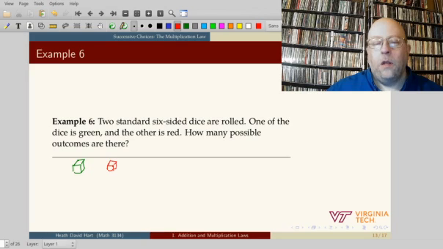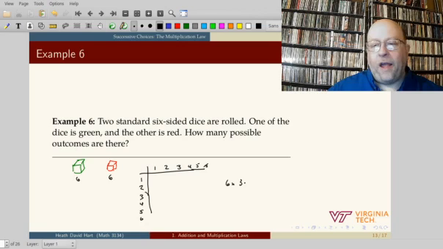So there are 6 possible results that we can get from the first dice. And then there are 6 possible results we can get from the second dice. And so we could have any number on the green dice, and any number on the red dice. And that gives me 6 times 6 is 36 possible results.